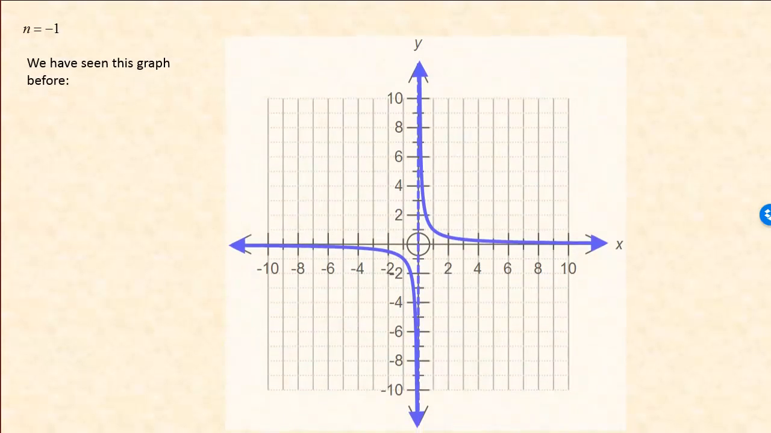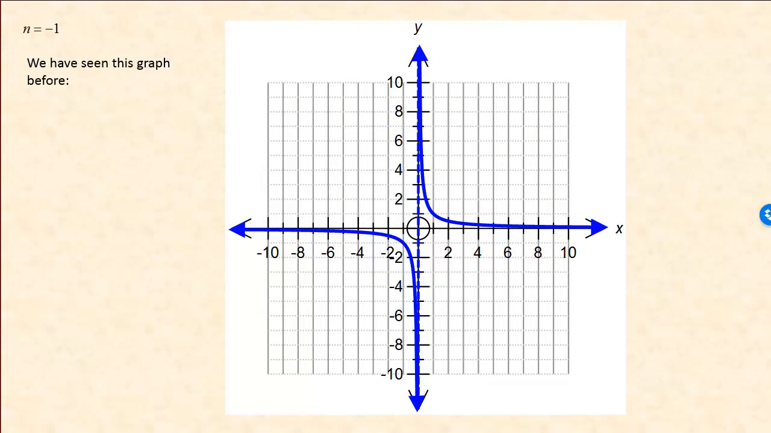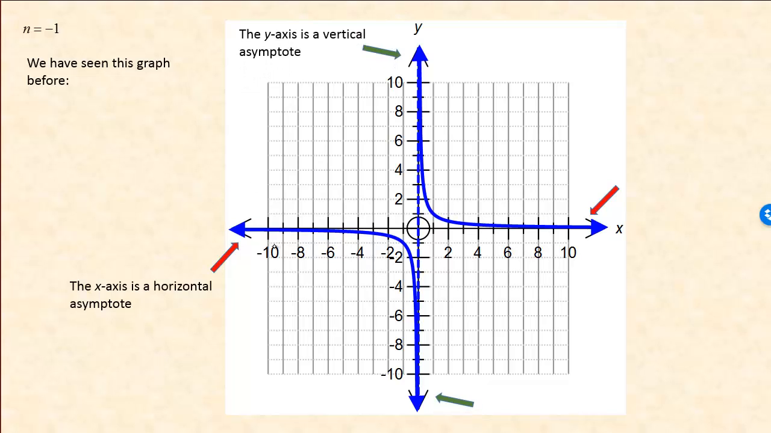Now let's look at n equals -1. We've seen this graph before. It looks like this. Let's look at some of the features of this. So if we look here and here, the x-axis is a horizontal asymptote. That means the curve gets closer and closer and closer to the line, but never actually gets there. The y-axis is a vertical asymptote.